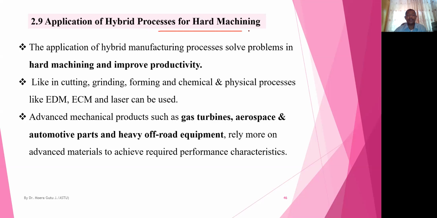Application of hybrid process for hard machining. This is the final subtopic in chapter 2. What is a hybrid process in machining? The hybrid process can facilitate the machining process. In other words, it can facilitate the formation of a smooth surface finish, reduce tool wear, and facilitate chip formation in the machining process.